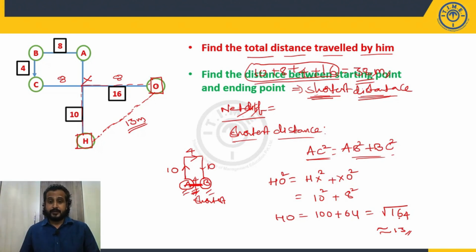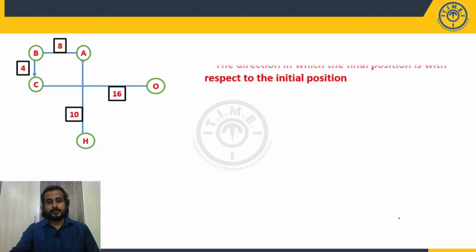I hope you are clear with this example. Okay. Now we have not yet done with the example. We have 2 more questions, right? Direction. So far we have done with the distance related questions. Now we are going to discuss direction related questions. Direction of the final position with respect to initial position.